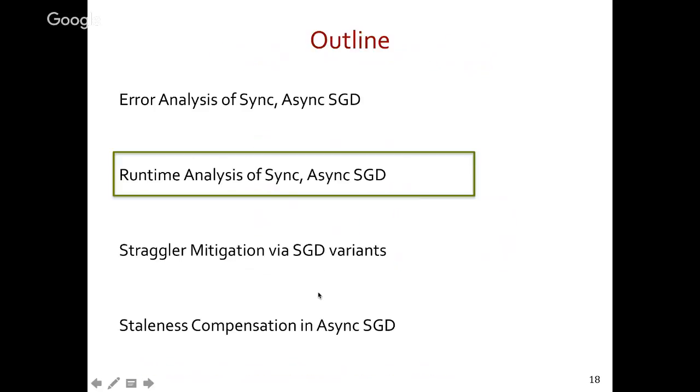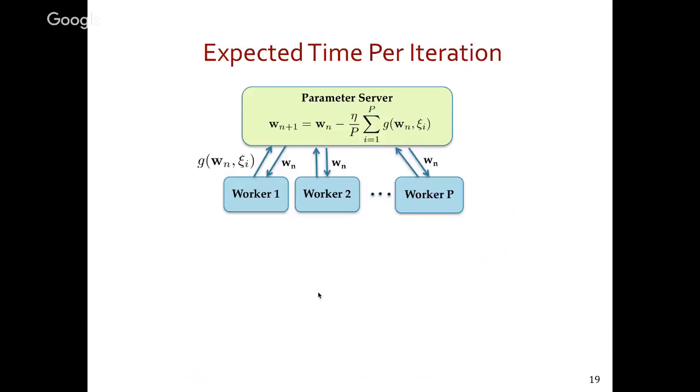So now putting these together with the runtime analysis, let's look at the runtime analysis and see how asynchronous and synchronous SGD compare. Now, if we try to find the expected runtime per iteration, assuming that, let's say, each worker takes an exponential amount of time to finish its gradient computation. Although I'm presenting the results for exponential service times here, they can be generalized to any service time distribution.